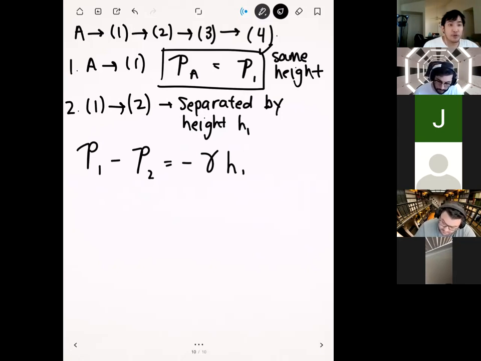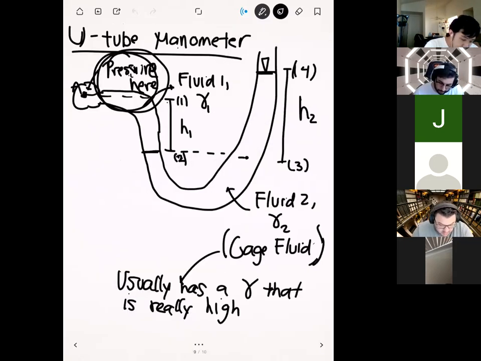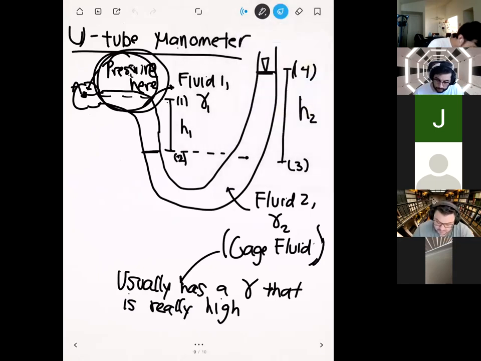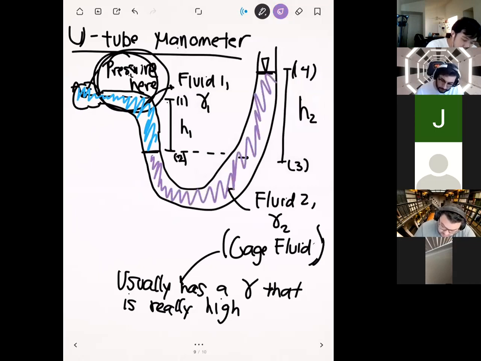And then since we're traveling through fluid 1, and let me use some different colors here. I'm using this blue scribble to indicate that this fluid right here is different from this fluid over here, so I'll give this a purple scribble. Since as we go from point 1 to point 2, we're only traveling in fluid 1, the specific weight that we're going to use is gamma 1.